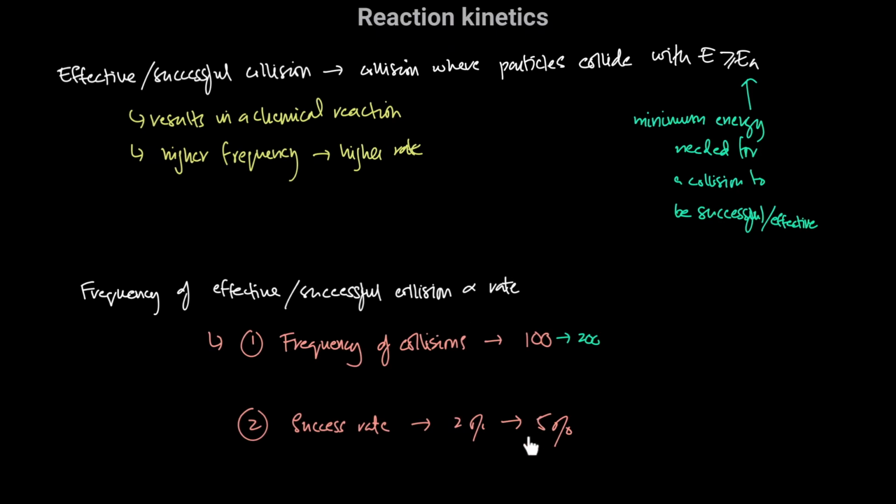Or we can lower the activation energy. If we lower the activation energy, then particles with lower energy will have enough energy to react, and therefore again, even if you were having 100 collisions taking place, we will have more of those collisions resulting in a reaction, because the lower energy particles would also result in a reaction. So temperature is the only factor that affects both frequency of collisions and success rate. Whereas pressure, volume for gases, concentration and surface area affect frequency, and catalysts only affect the success rate.